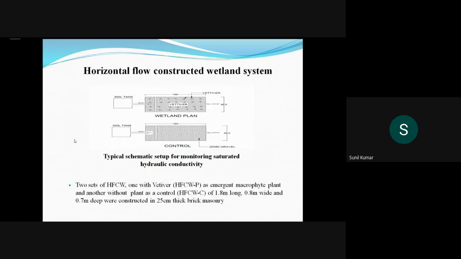So this is how we study, with the control without planting in one of the constructed wetlands, what is the hydraulic conductivity, and with the plant, what is the hydraulic conductivity. It has been studied and reported in one of our case study applications.